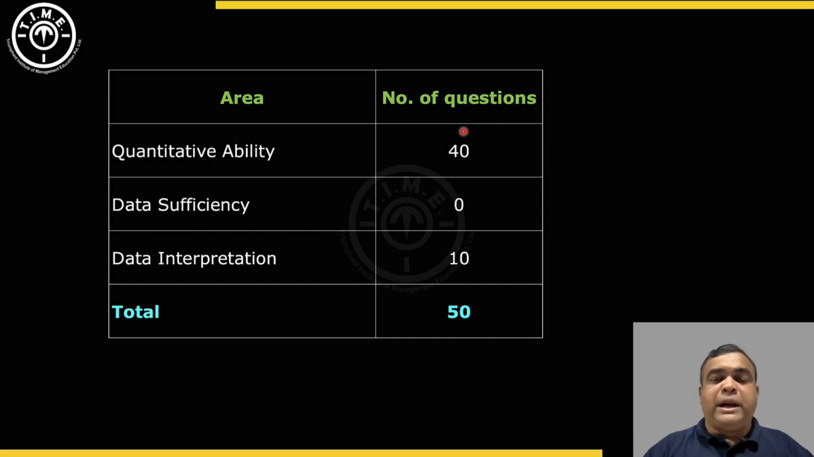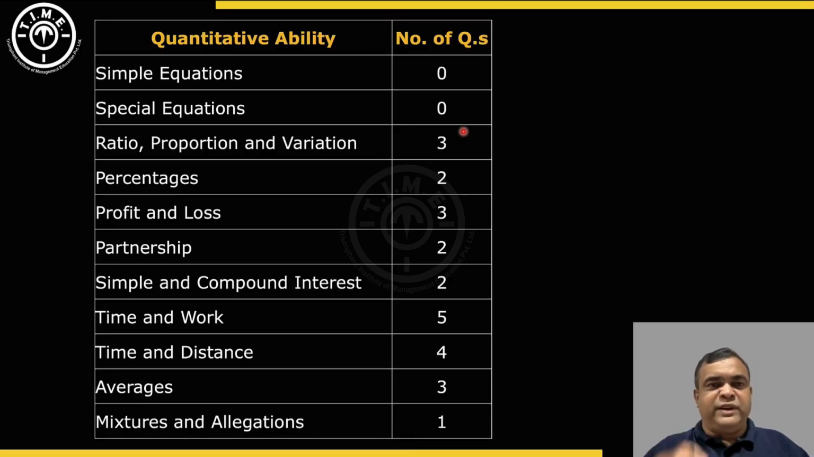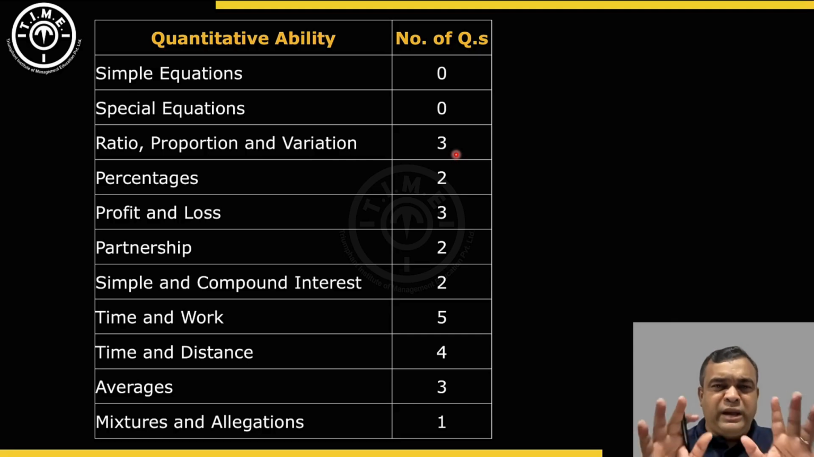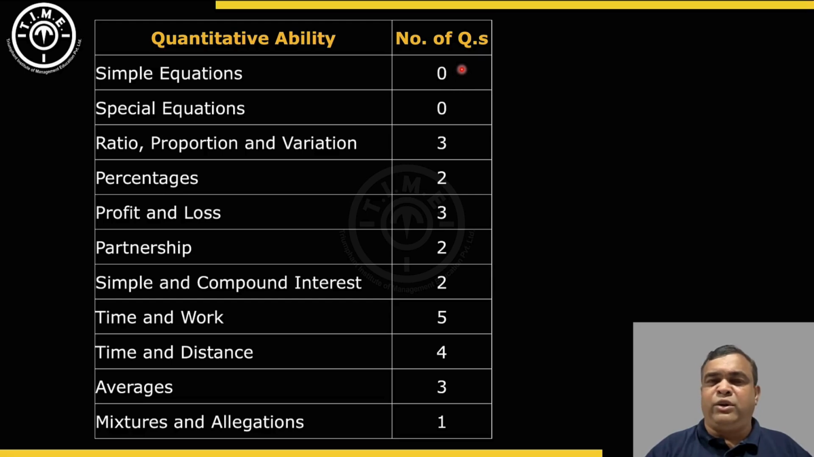So let me give the breakup of these 40 questions. This is the first slide. I'll show you the breakup on the second slide. Look, I have mentioned simple equation as 0 over here. Some students can say there were some questions on simple equation. If they solved questions like ratio-based ones using equations, you can count them as simple equations. Otherwise, purely equation-based questions were not there: 0. Simple equations, special equations, no questions.